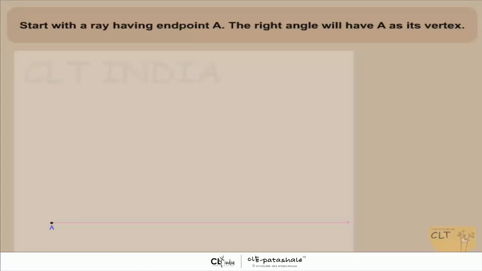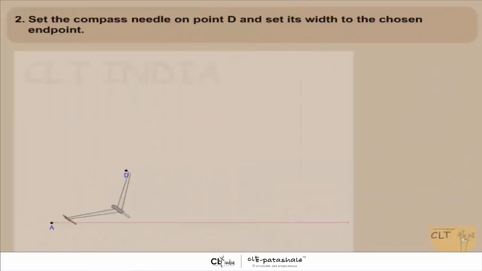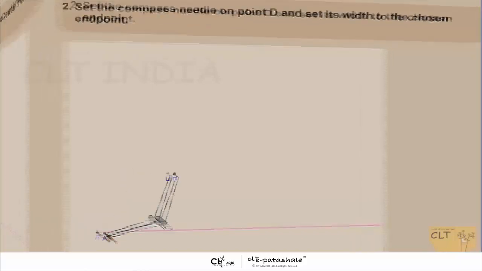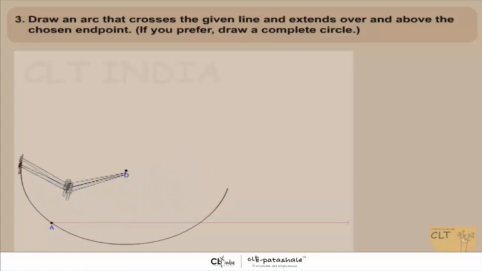Start with a ray having an end point A. The right angle will have A as its vertex. Pick a point not on the given line but about 6 centimeters from one of its end points. Its exact location is not important. Label it D. Set the compass needle on point D and set its width to the chosen end point. Draw an arc that crosses the given line and extends over and above the chosen end point. If you prefer, draw a complete circle.